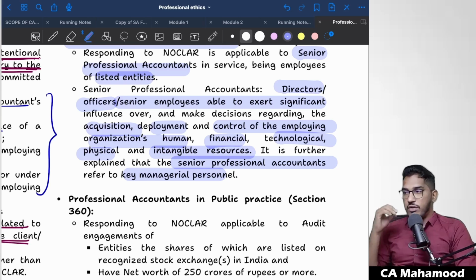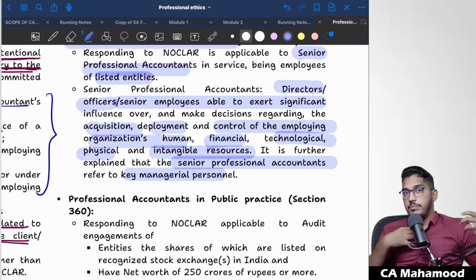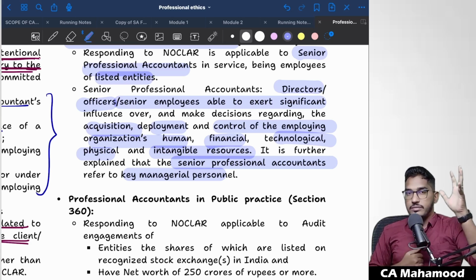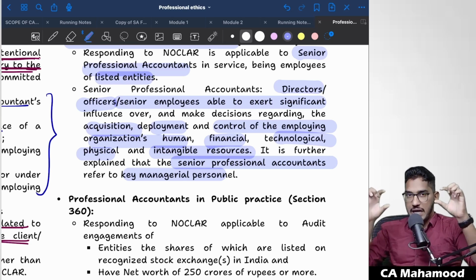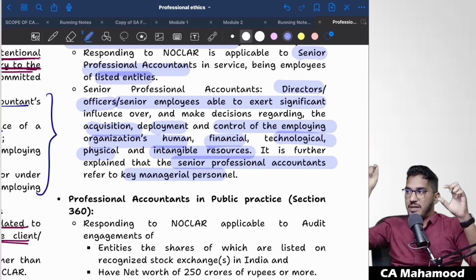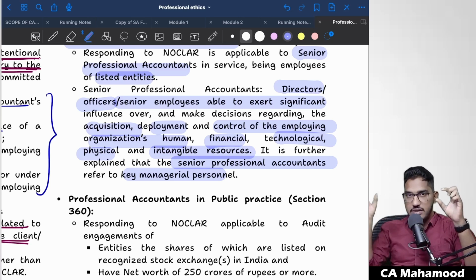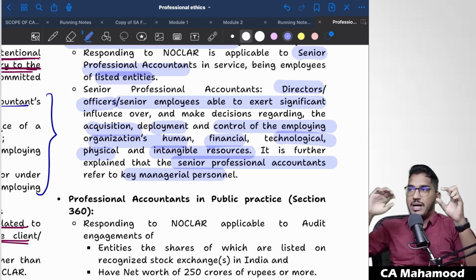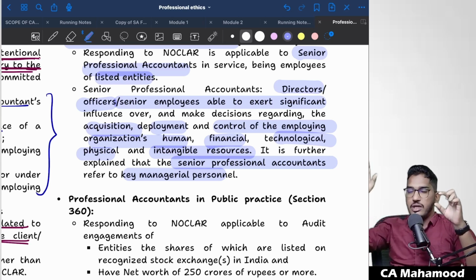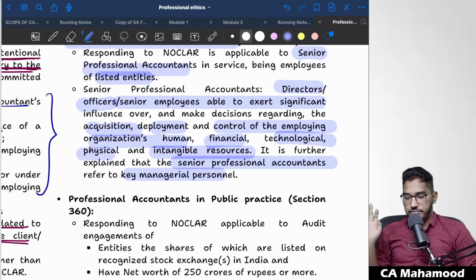Sir, I am an employee of a listed company. For example, I am an employee of Infosys. Infosys is a listed company, but I am a low level employee. Low level employee in the sense, not some clerk and all. I'm a chartered accountant, I'm a finance associate, I'm a part of their finance team. I'm not some CEO or key managerial person. My employing organization is a listed company, I'm an employee there, but I'm not a senior professional accountant. I'm not at the level of key managerial person. Then also you need not comply with the NOCLAR.